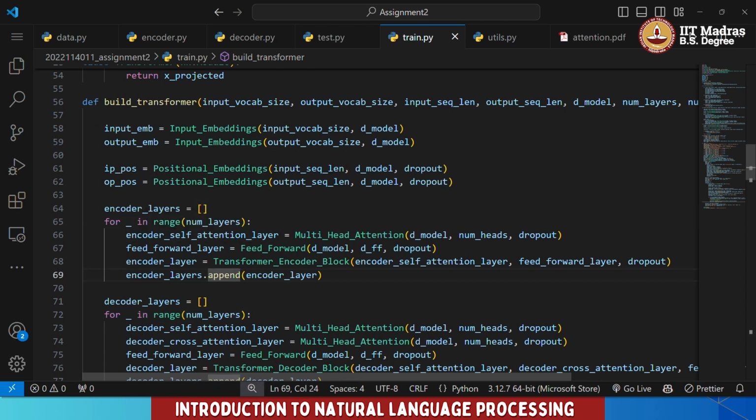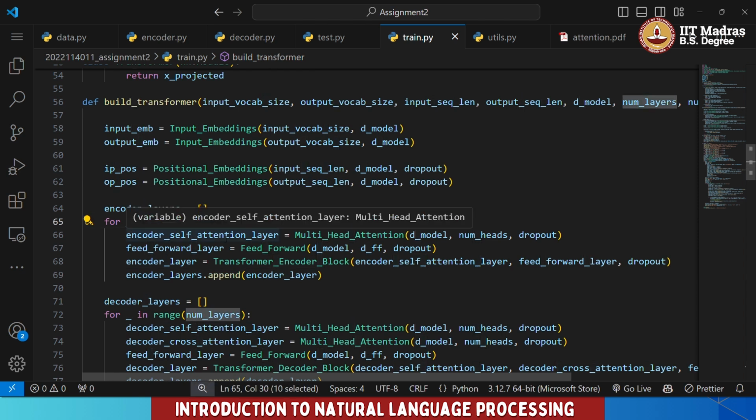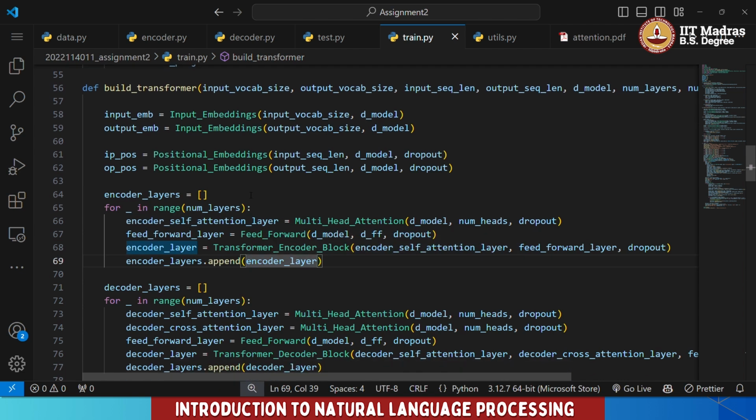For I in the range of num layers, we are implementing that many encoder layers. A basic encoder layer will look like a multi-head attention block, a feed forward block, and then a transformer encoder block, which will combine all of this.